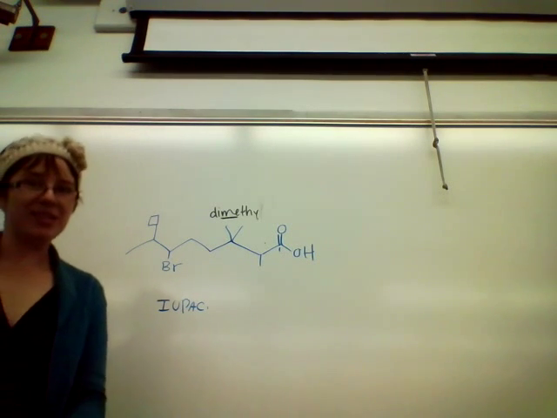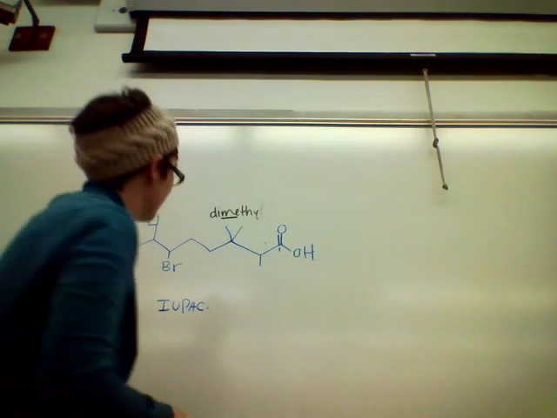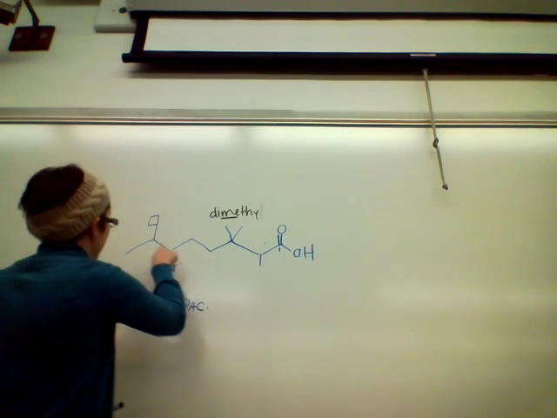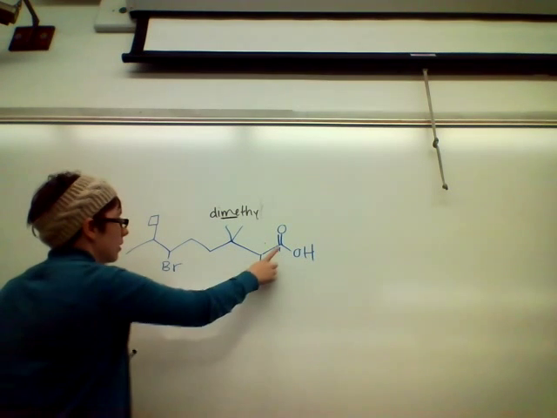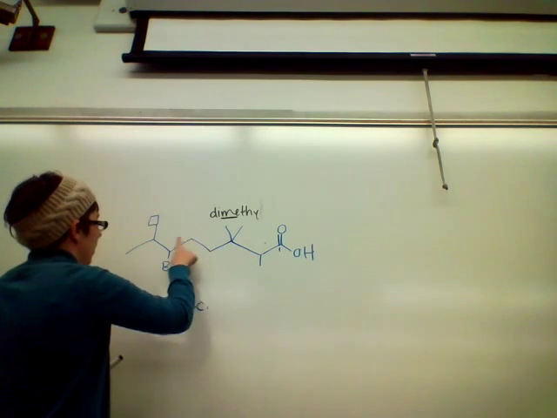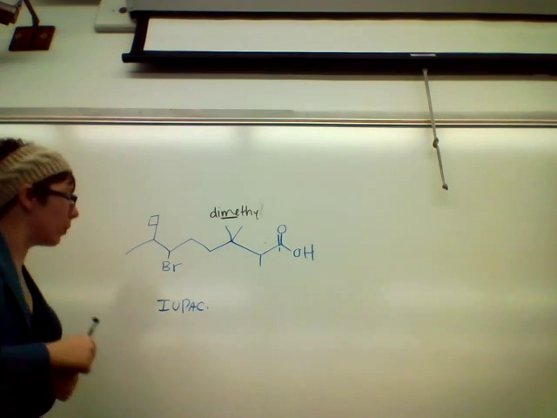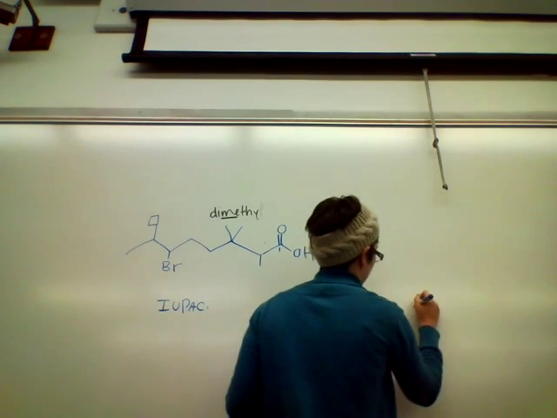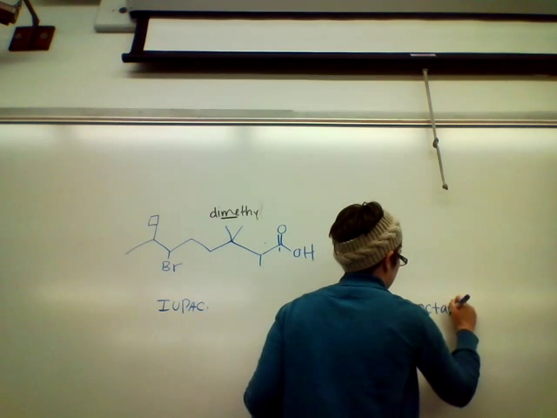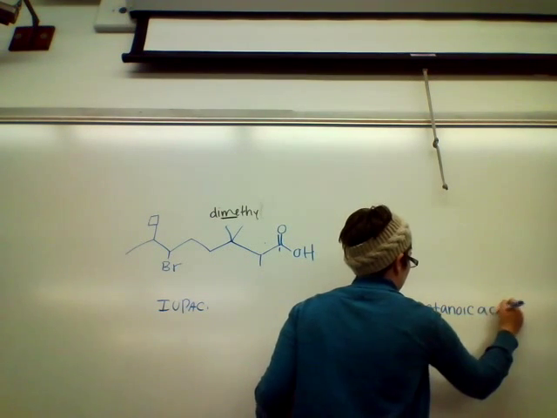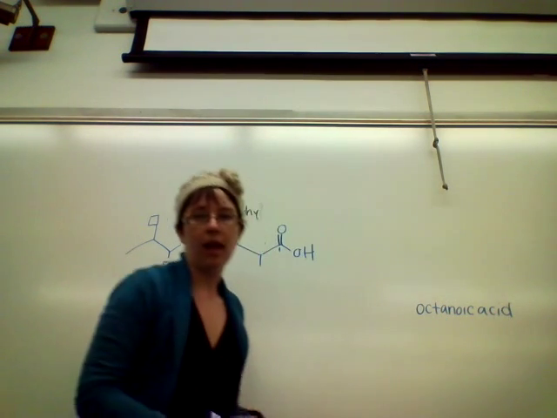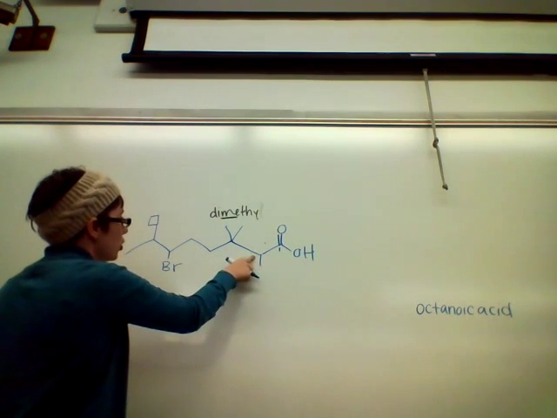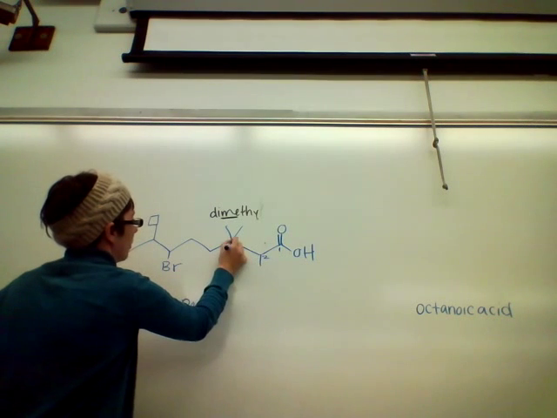So now that you've had a chance to attempt this on your own, let's go over it. What's the longest chain? 1, 2, 3, 4, 5, 6, 7, 8. Let me check that. 1, 2, 3, 4, 5, 6, 7, 8. So this is going to be octanoic acid. And we have a methyl on 2. Let's go ahead and number them.